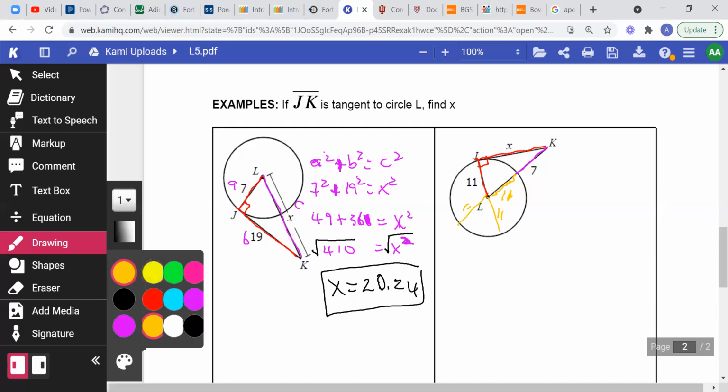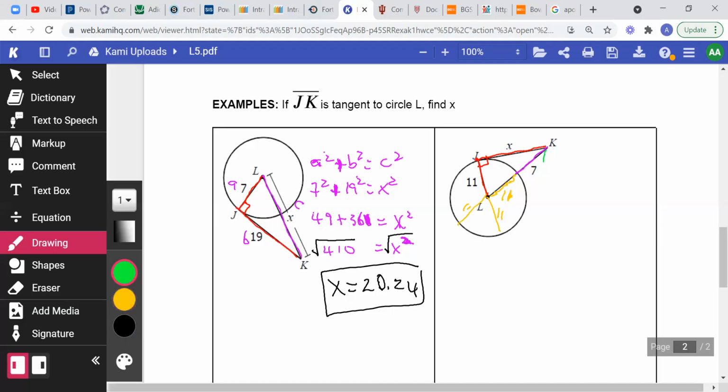Then if you add these two numbers, 11 plus 7, that's 18, that will equal C. And then you can call this one A and this one B. Then go with the Pythagorean theorem that says A squared plus B squared equals C squared. So Tyler, what is 11 squared? 11 times 11, 121. What is 18 squared?